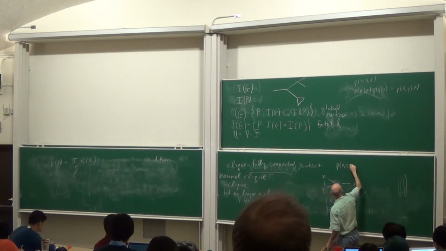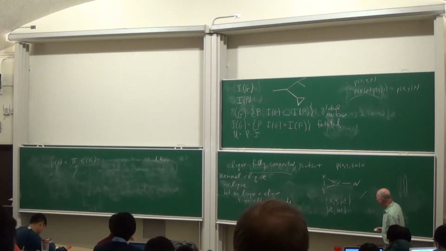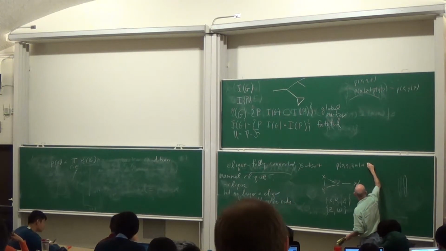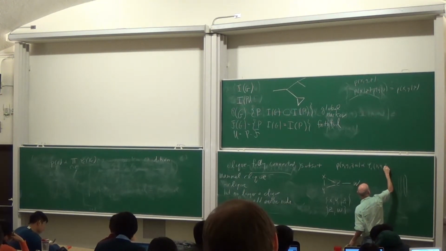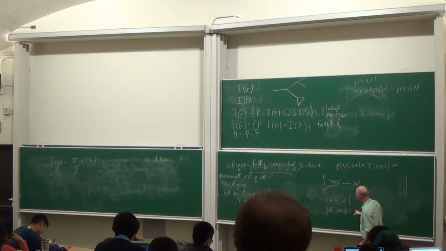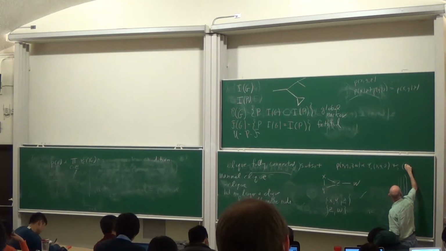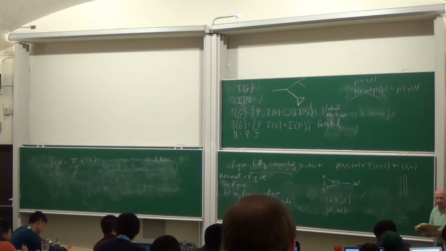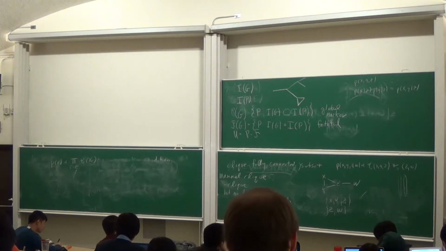It says that I can write P(X, Y, Z, W) as proportional to some function of the first clique, so let's call it phi 1 of X, Y, Z, times some function of the other clique, which is phi 2 of Z, W. That's called the Clifford-Hammersley theorem.